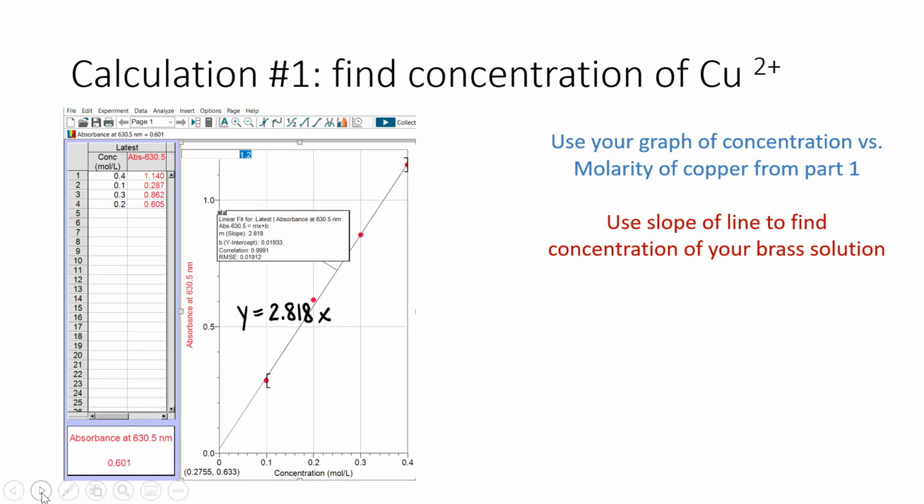So let's look at this sample set of data. For this data set, they found that the slope of this line was 2.818. So we can write this in the equation y equals 2.8 times x. And if you think about what y is, our y-axis is absorbance. Okay, so absorbance equals 2.8, I'm just going to round it to 2.8 to make it easier, times the concentration.